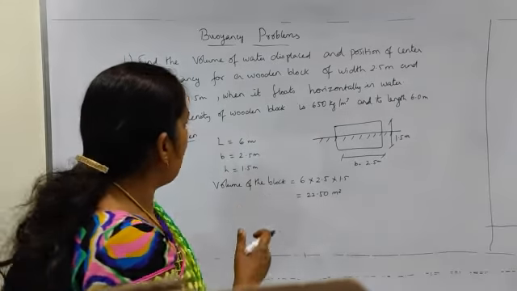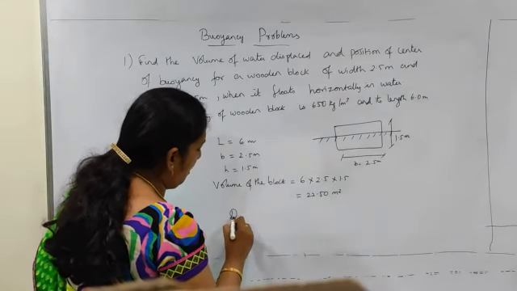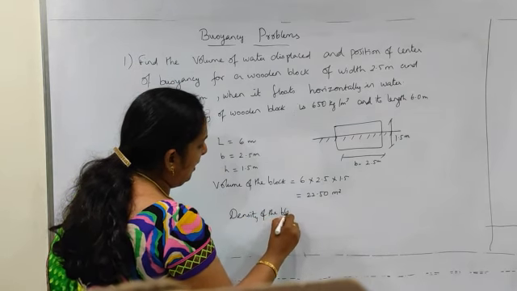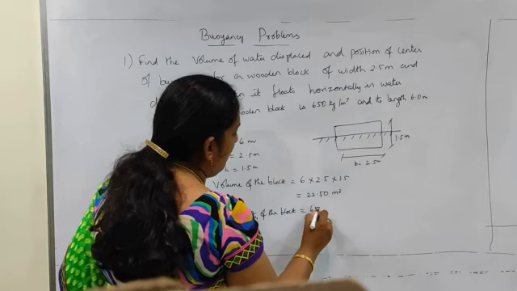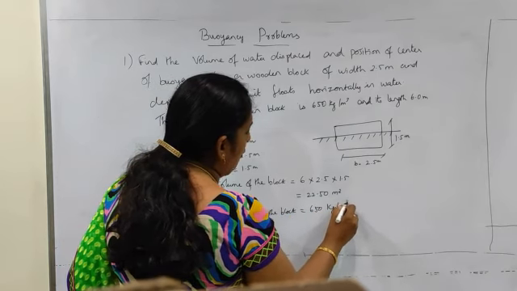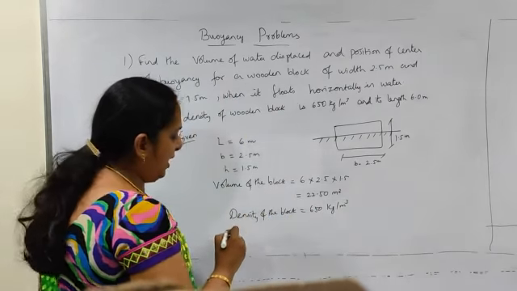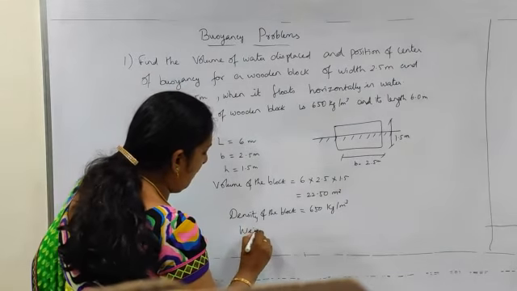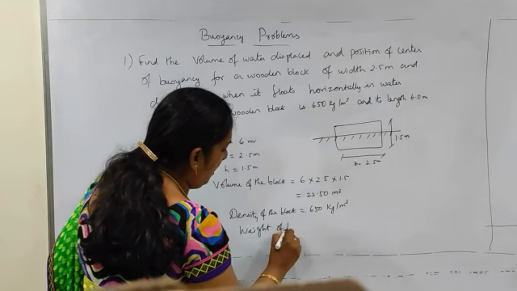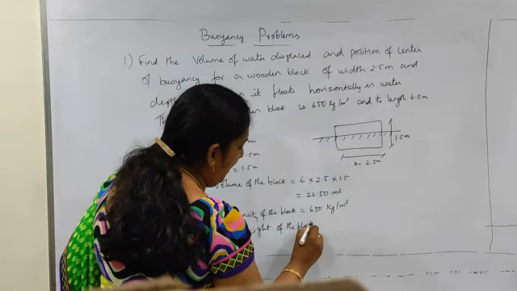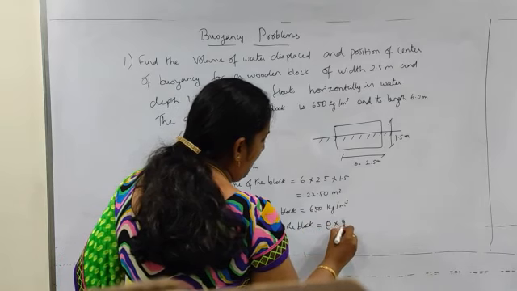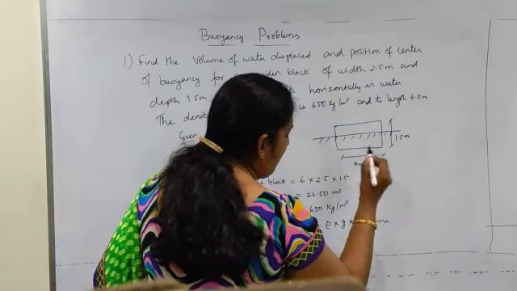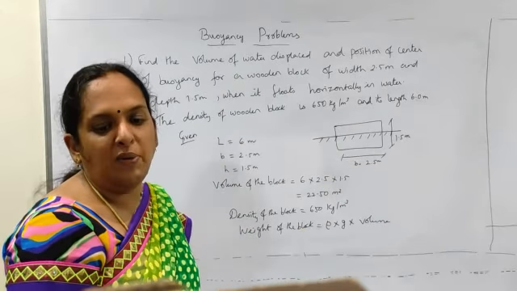Now the density of the wooden block is also given in the problem, so I have to find the weight of the block. The density of the wooden block is 650, in kg per meter cube. How will you find the weight of the block? Weight of the block will be equal to density, rho, times g, acceleration due to gravity, times volume. It's very simple: rho into g into volume of the block.